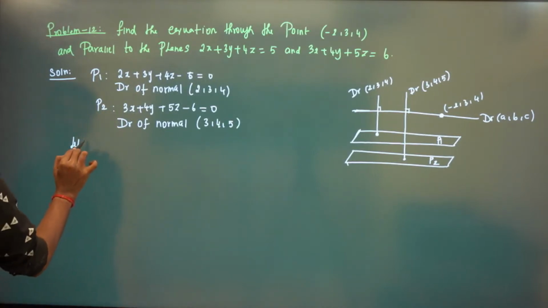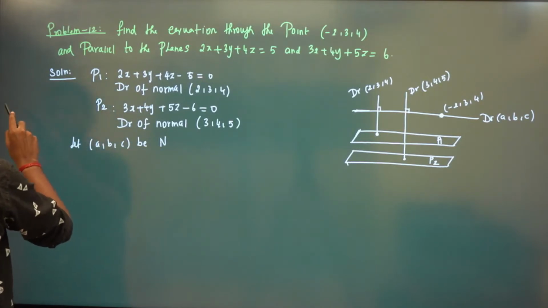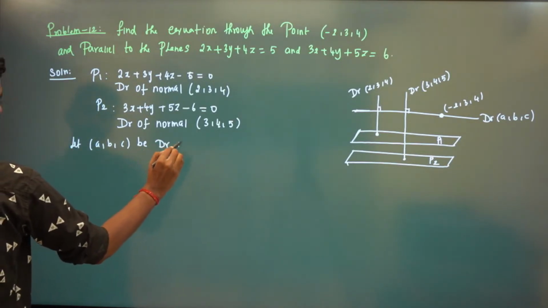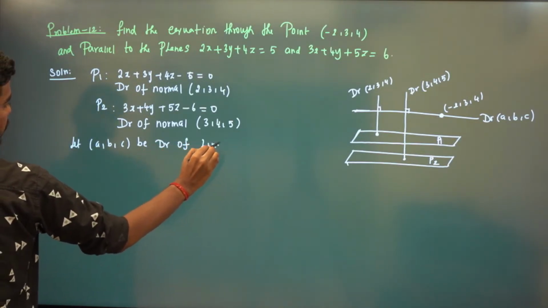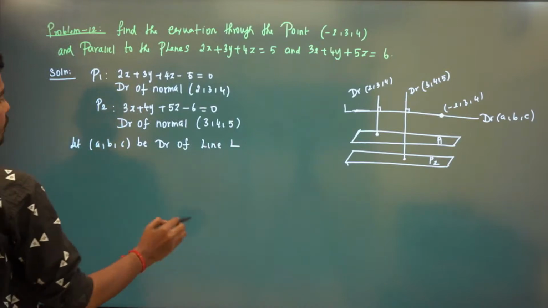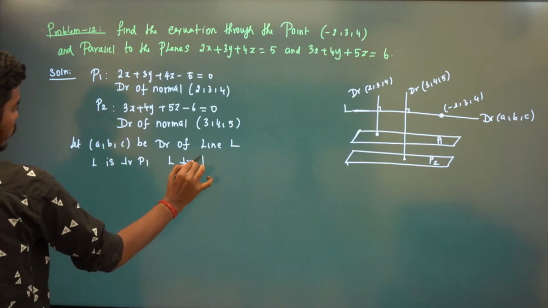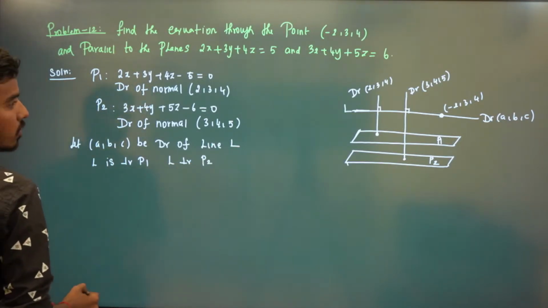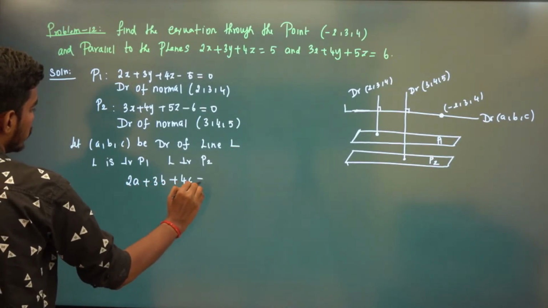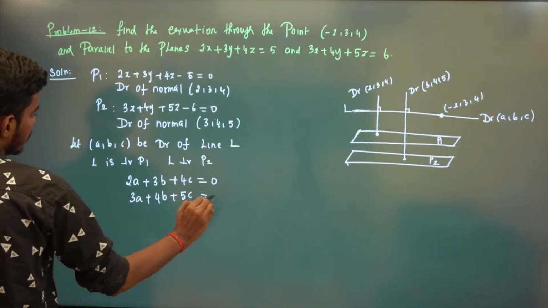Let a comma b comma c be the direction ratio of the line L. This is the line we need to find. Now again you can clearly see they are perpendicular, right? So L is perpendicular to P1, and L is perpendicular to P2. So you will have 2a plus 3b plus 4c is equal to 0, and 3a plus 4b plus 5c is equal to 0.